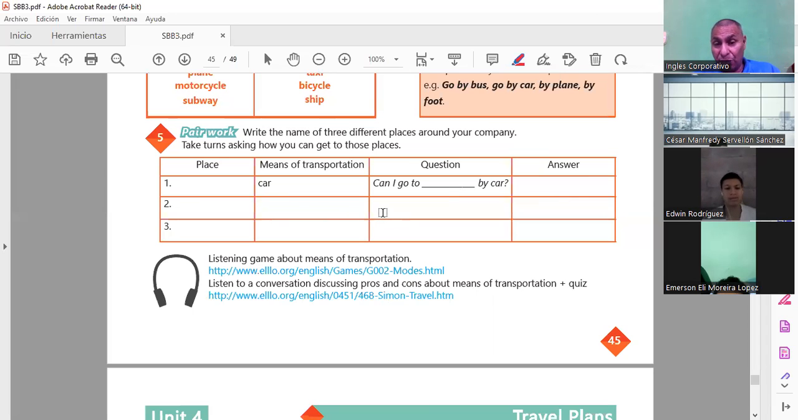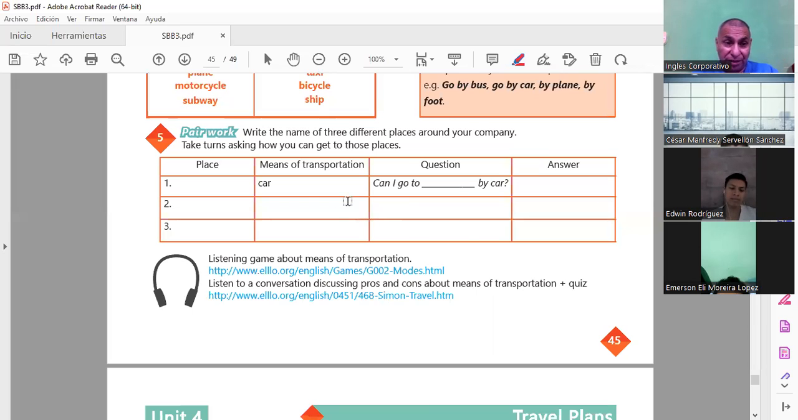Entonces, ¿cómo haría la pregunta aquí? Can I go to the by taxi? No, to the, ¿a dónde quiere ir? Ah, cierto, cierto. Can I go to the shopping center by taxi? Yes, can I go to the shopping center by taxi? Yes, you can. Yes, of course.